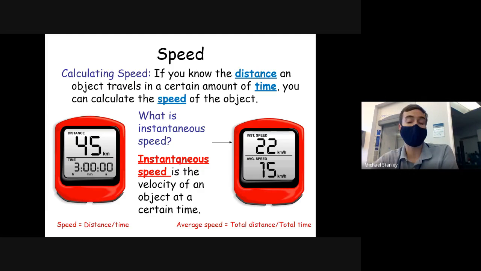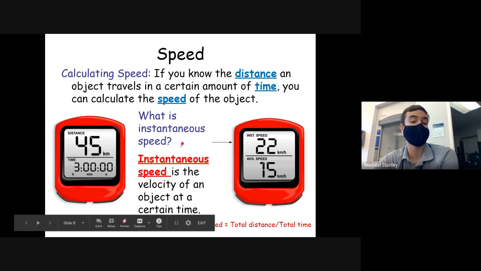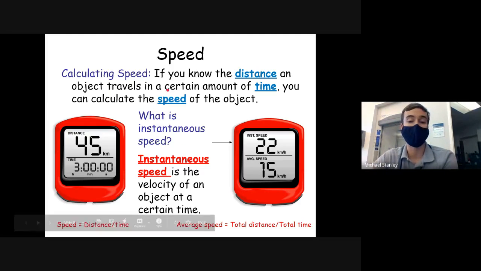So instantaneous speed, you can only really figure out if you're traveling in a vehicle that has a speedometer, or you have one of those police radar guns that tells you how fast something's moving. That can also tell you instantaneous speed. If you're using the formula that we just talked about, that means that you're just calculating the average speed of that object.